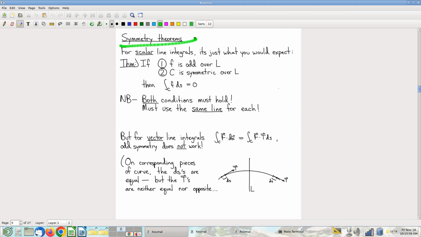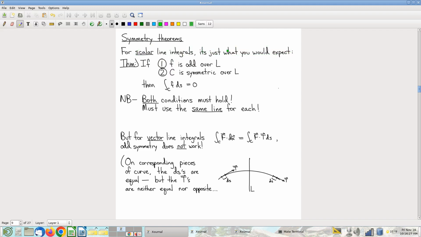So symmetry theorems specifically for line integrals is what I want to start with. The confusing thing is you have to give separate discussions about scalar line integrals versus vector line integrals, because there are very different answers. So we'll start with scalar line integrals. For scalar line integrals, the news is good. The symmetry theorem is there, and it's exactly what you would expect. It's just like the symmetry theorem for double integrals and triple integrals.